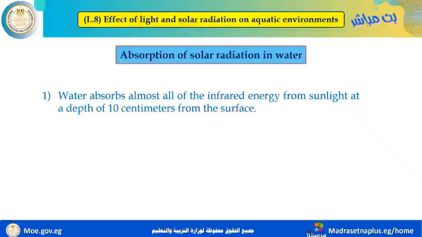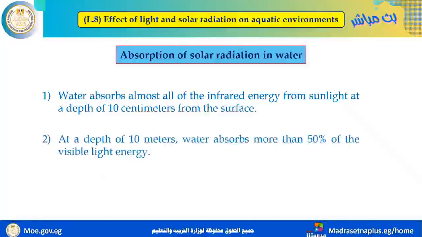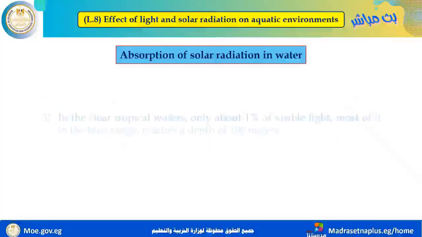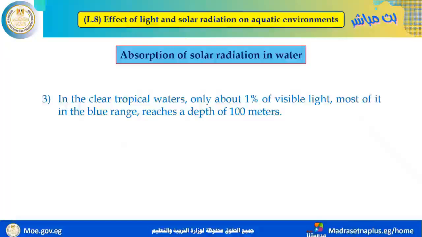So in the first 10 centimeters of the water surface, most of the infrared energy will be absorbed. Second, at a depth of 10 meters, water absorbs more than 50% of visible light energy. What else? In the clear tropical waters, only about 1% of visible light, most of it in the blue range, reaches a depth of 100 meters.